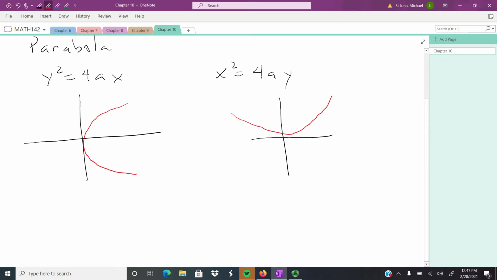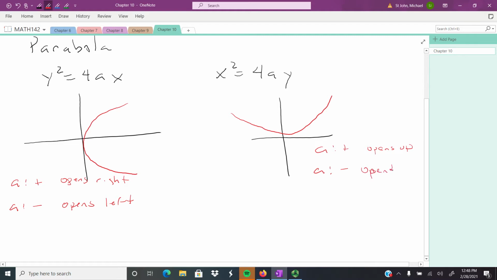In the case of this one, if a is positive, it opens right. If a is negative, it opens left. In this one, if a is positive, it opens up, and if a is negative, it opens down.